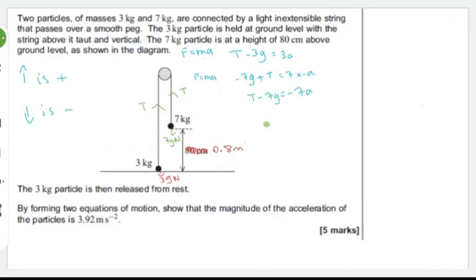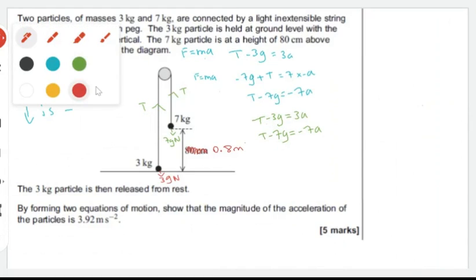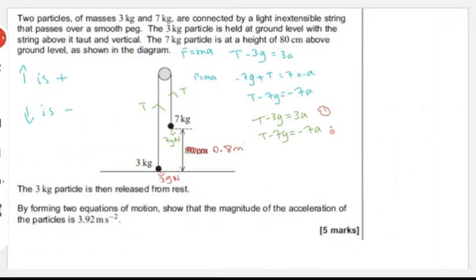So I've essentially got two equations and two unknowns. I've got T minus 3g equals 3a, and I've also got T minus 7g equals minus 7a. And we just have to solve these simultaneous equations. Because we're asked to show that the magnitude of acceleration is 3.92, I'm going to try and eliminate T. There are so many ways I can go about doing this. I'm just going to do equation 1 minus equation 2.